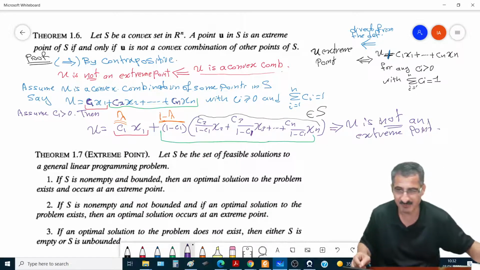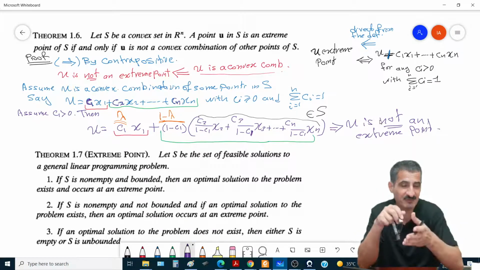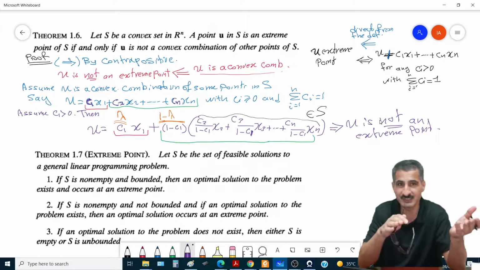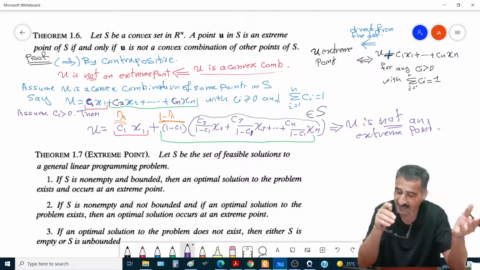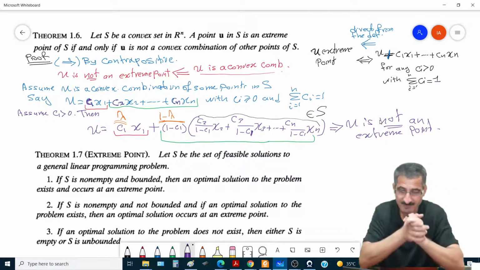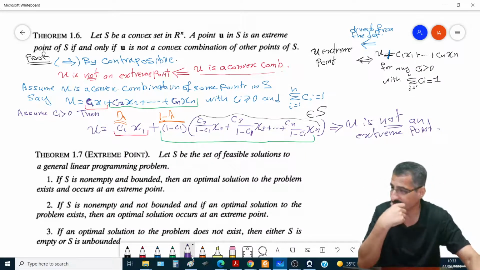So what happened? We assumed U is a convex combination, and then we said that U is not an extreme point. So good. Okay. Does anyone have any question?